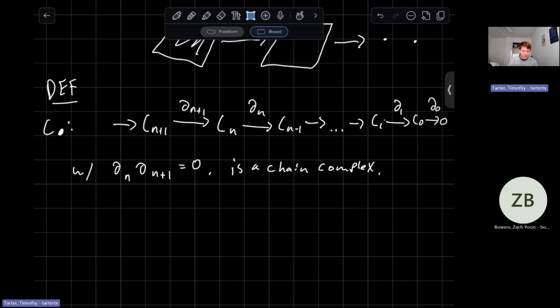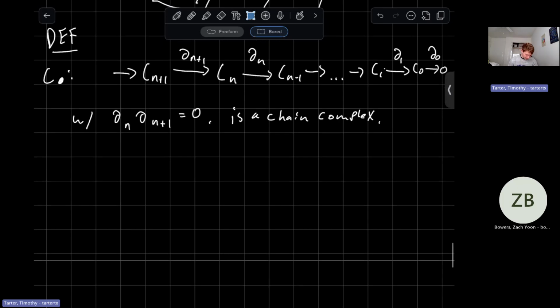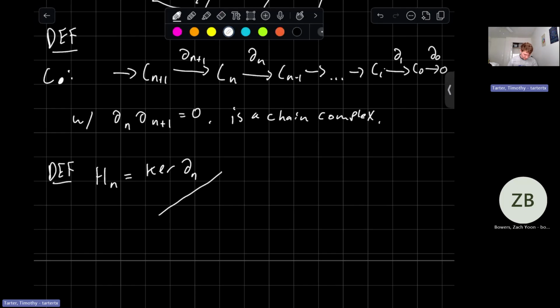So such a sequence is called a chain complex. Note that we have extended the sequence by a 0 at the right end. And so, yeah, then we can define the nth homology group as the kernel of partial n mod the image of partial n+1.